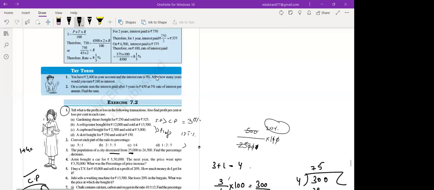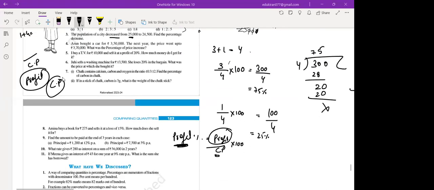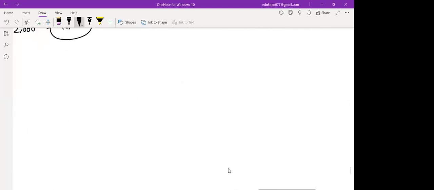Now we are going to do this one, right? A question which I gave for homework. Okay, let me just cut it. Ma'am, can we discuss the answers of the homework? Yes, I am going to discuss. First one I have already discussed, no? Yes, ma'am. I'll discuss this one.